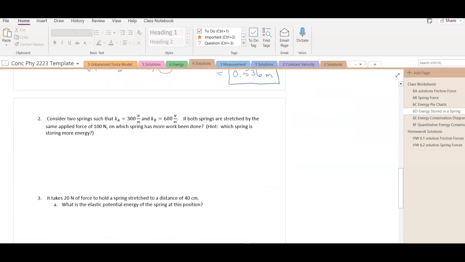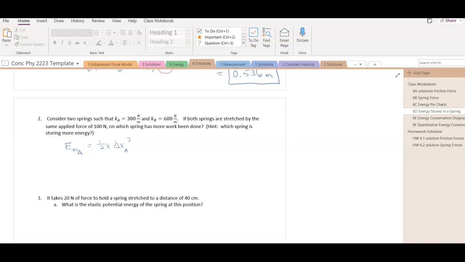Okay, let's go into number 2. Now we've got two springs, and they have different spring constants. One has a K of 300, the other has a K of 600. If they are both stretched by the same amount of applied force, on which spring has more work been done? In other words, which spring is storing more energy? So for spring A, the energy that's stored would be 1/2 of the K times the delta X of spring A squared.